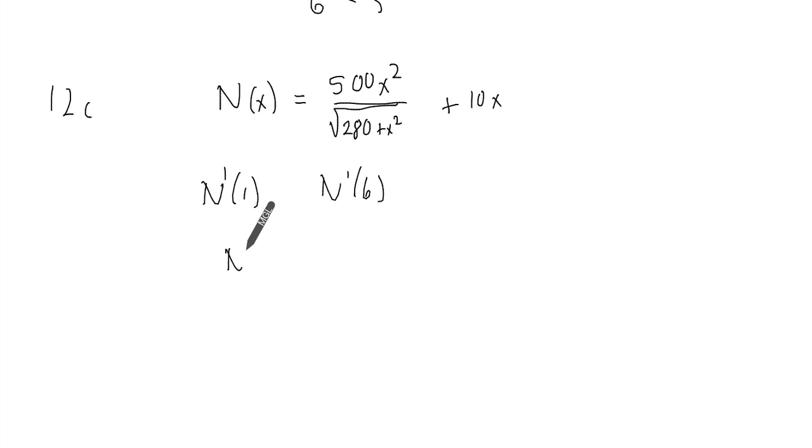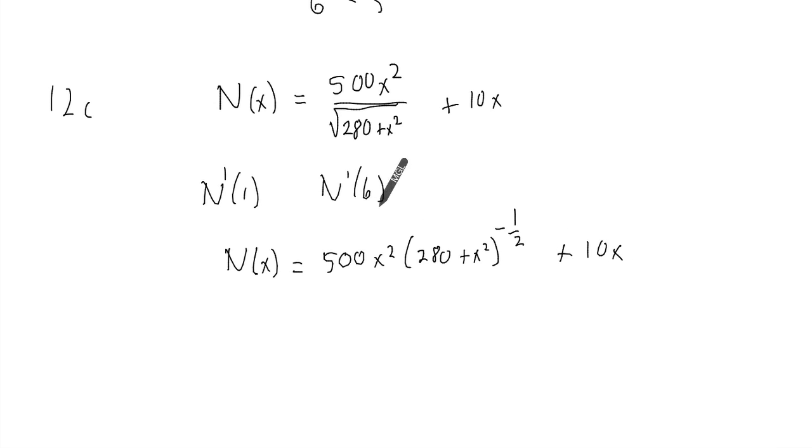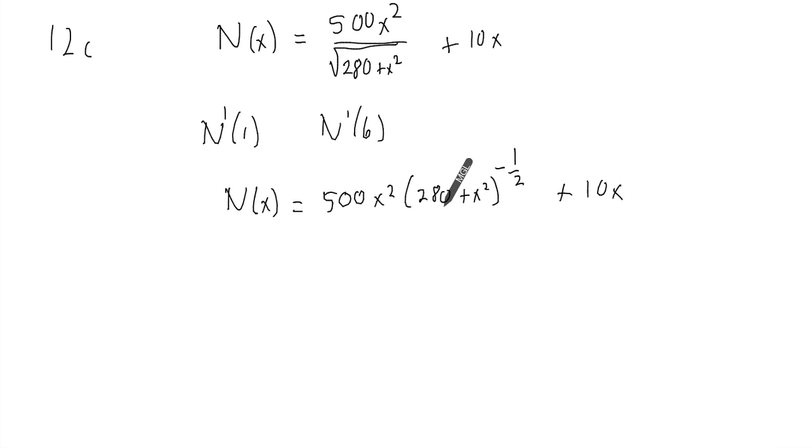So n of x, I'm going to rearrange this to become 500 x squared times the square root, which is 280 plus x squared. Now the square root means to the power of 1/2, and we get to the power of -1, so this can combine together to equal to -1/2 plus 10x. So that's just using the normal exponent rules.